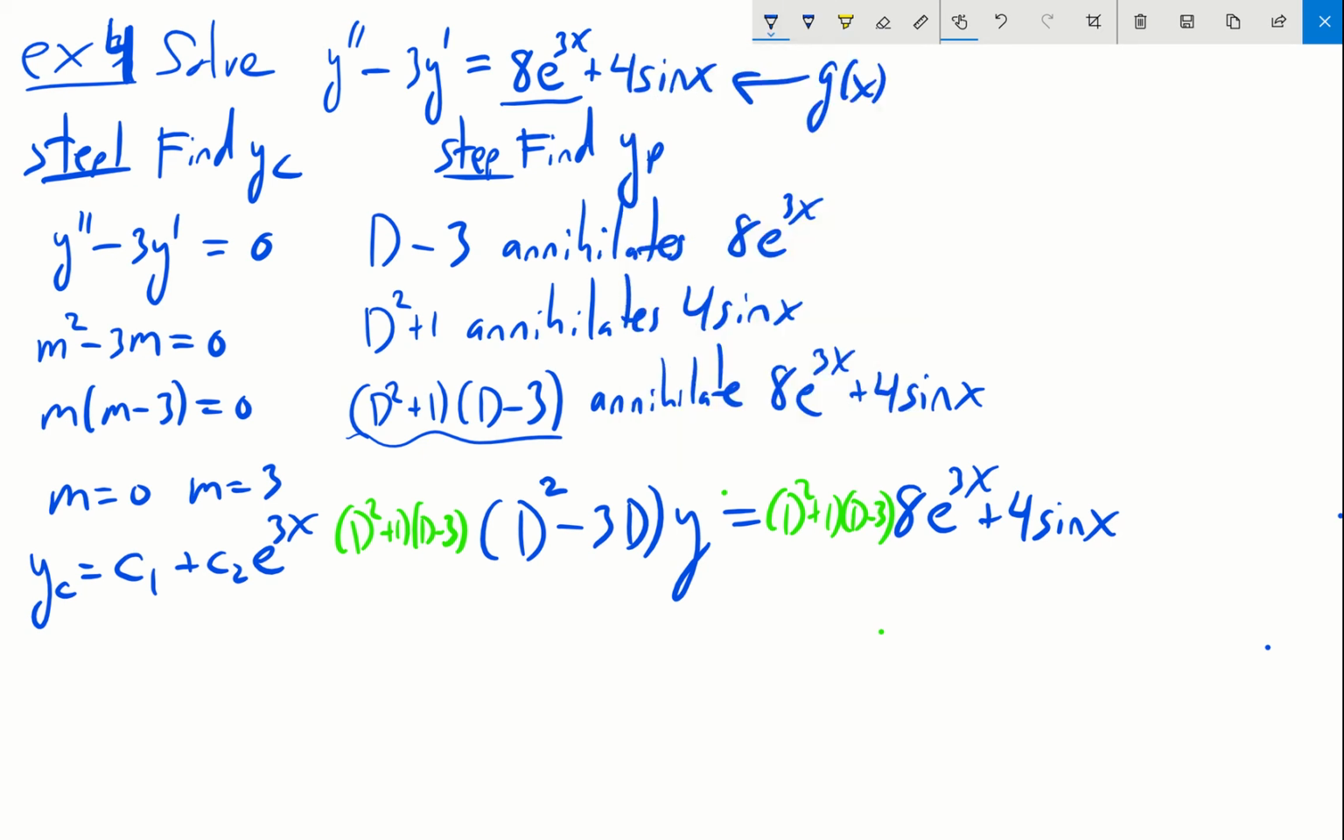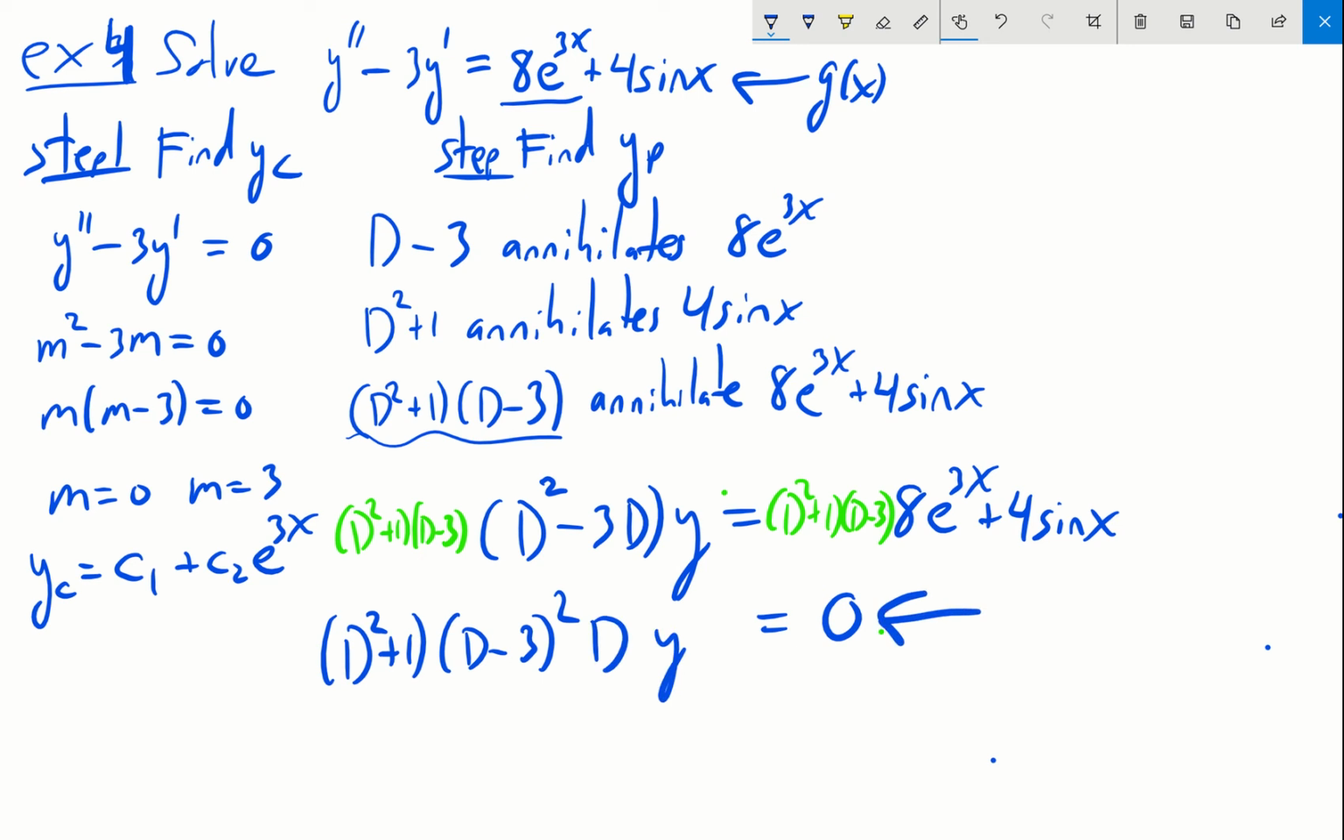We know what's going to happen on the right-hand side. This is going to annihilate the right-hand side, so it's going to be 0. And on the left-hand side, we have D squared plus 1 times D minus 3, times D squared minus 3D. Now this differential operator we know factors, pulling out the common factor of D, as D minus 3 times D. So we can write it in exponential notation because we have two powers of D minus 3: D squared plus 1 times D minus 3 squared times D applied to y.